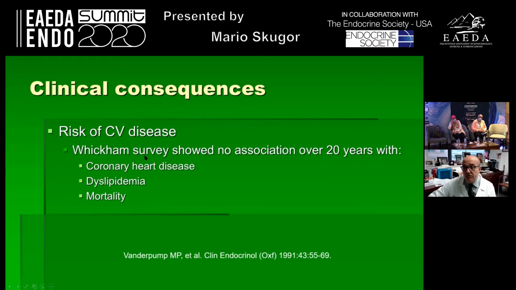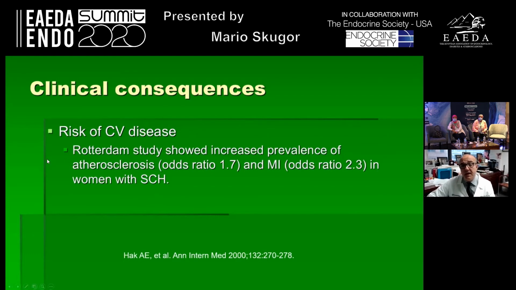Well, the Wickham survey showed no association over 20 years with coronary heart disease, dyslipidemia, or mortality. So if you stayed over 20 years in the subclinical range, there was no increased risk for those three: coronary heart disease, dyslipidemia, and mortality. A Rotterdam study showed increased prevalence of atherosclerosis in these patients. The odds ratio is 1.7, so a 70% increase. And for myocardial infarction, the odds ratio was 2.3, so 2.3 times higher risk in women with subclinical hypothyroidism.